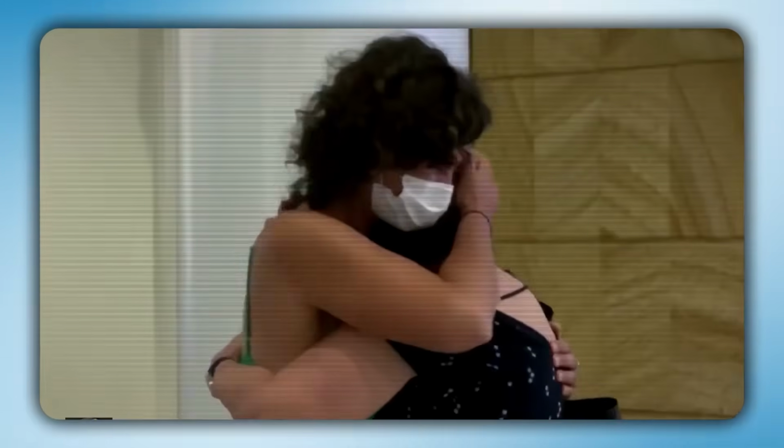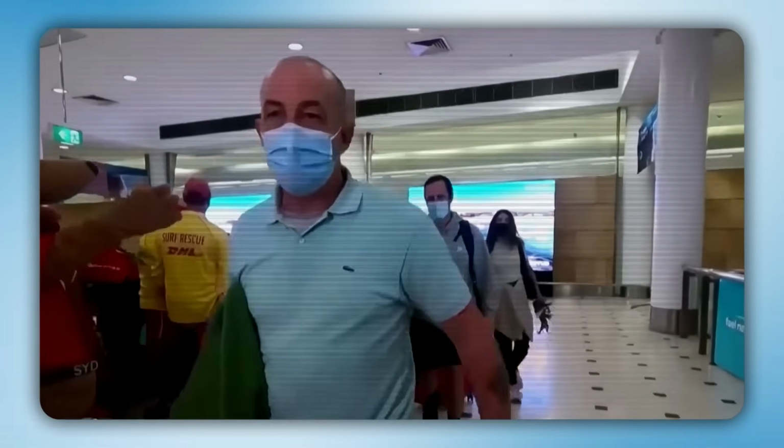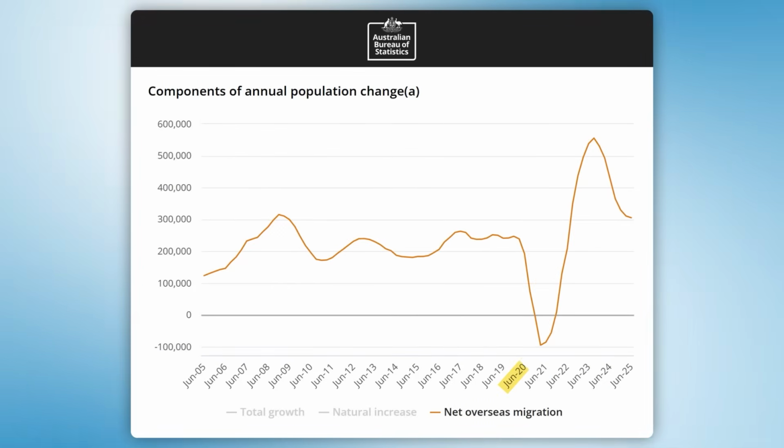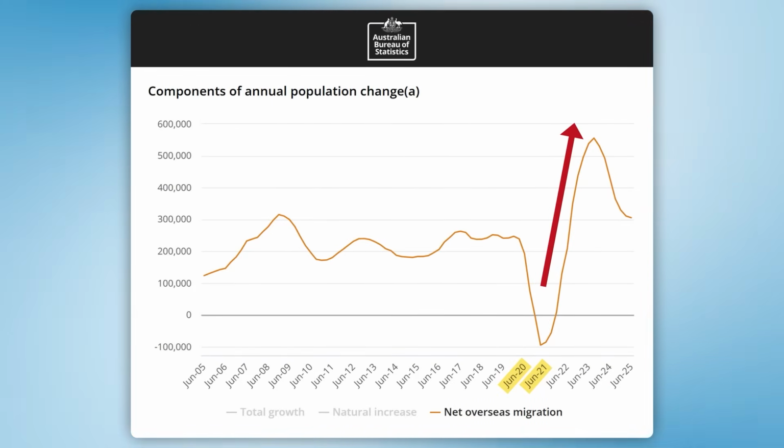So let's start with why migration became the scapegoat. Now, after Australia reopened after COVID, international students came back. Temporary workers returned, net overseas migration spiked. We had a lot of Aussies, expat Aussies, return to the country.